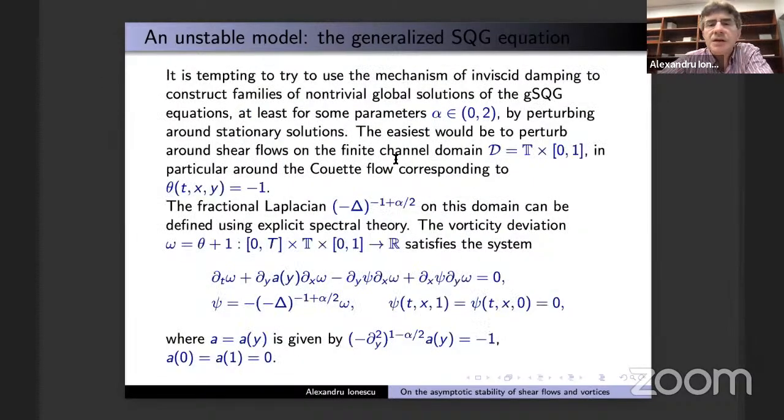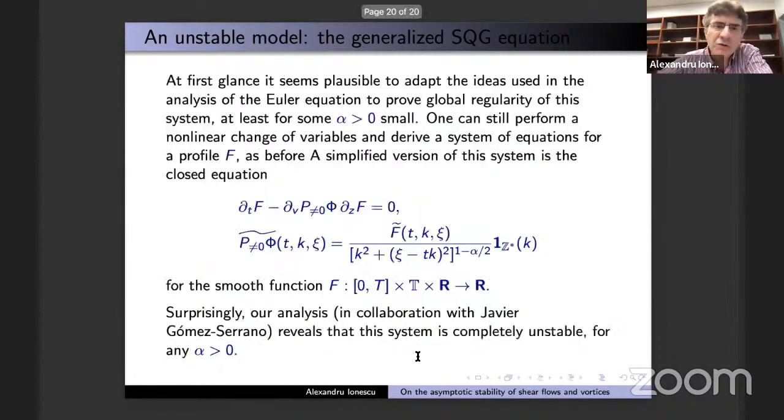So we are hoping to find some families of global solutions in a neighborhood of what would be the quiet flow. This is written in terms of the vorticity. So theta equal to minus 1 would be the solution corresponding to the quiet flow. One can write the perturbation in terms of omega. So omega is theta plus 1, the vorticity perturbation, and one can get the system. At first glance, it looks rather similar to the Euler system.